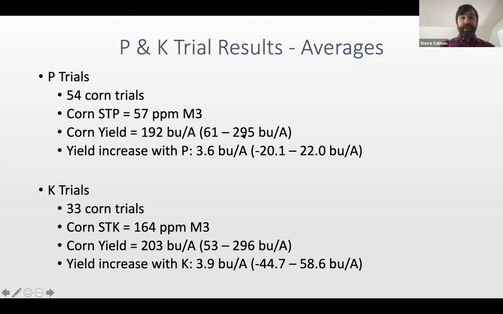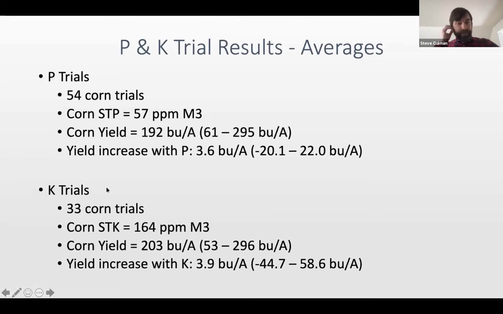We had good corn yields, averaging 192 bushels. When we applied P fertilizer, on average we got a 3.6 bushel per acre increase, okay? And that ranged from -20 to +22, because these are large on-farm strip trials and there's a fair amount of field variability that we encounter when we do these types of things.